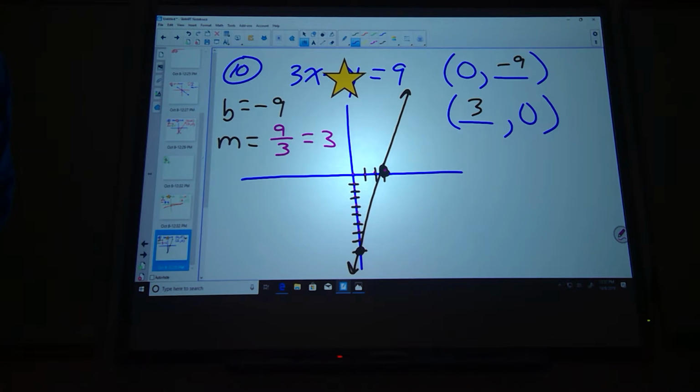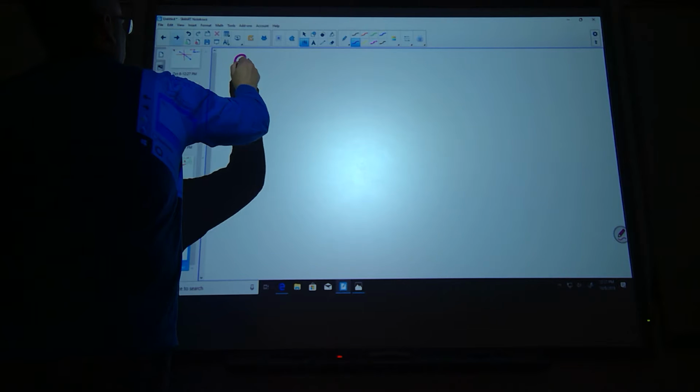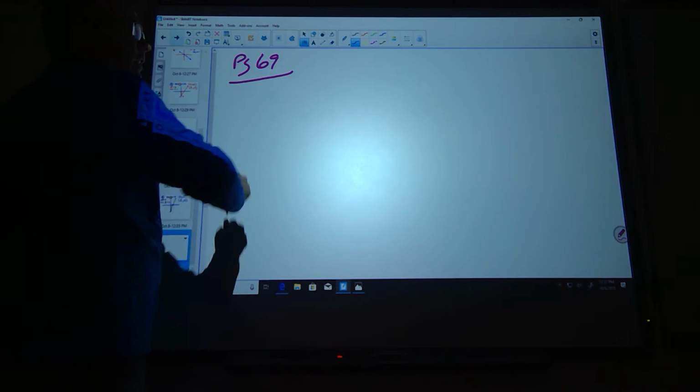All right, the last page I want to take a look at is page 69. I have time for a couple problems on page 69. Is there anything you'd like to take a look at?